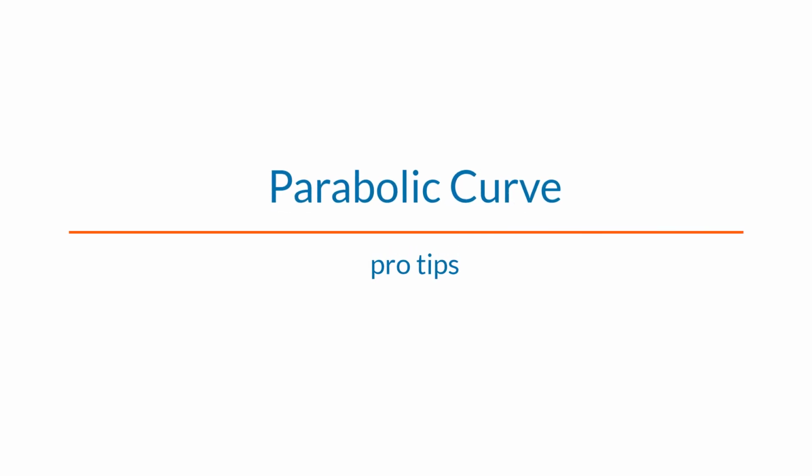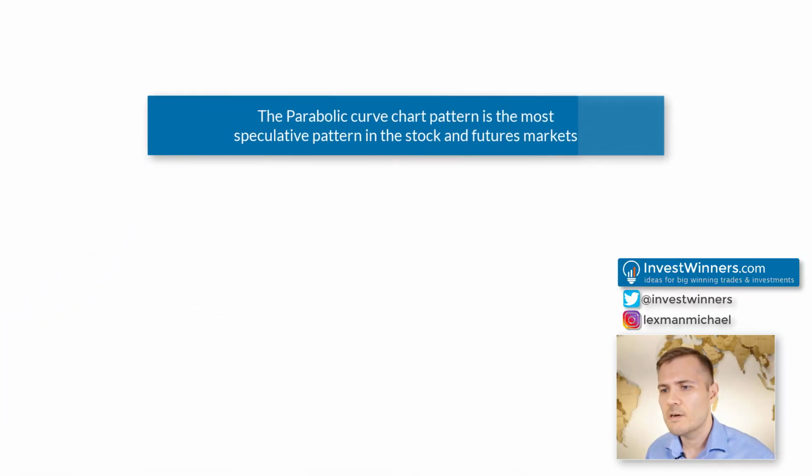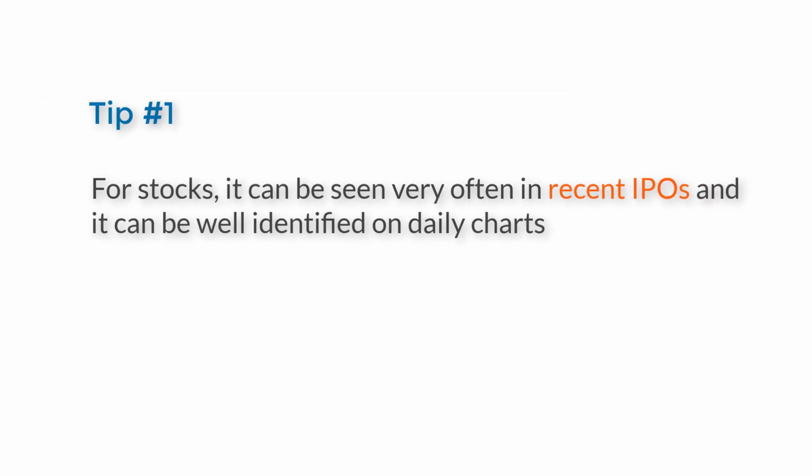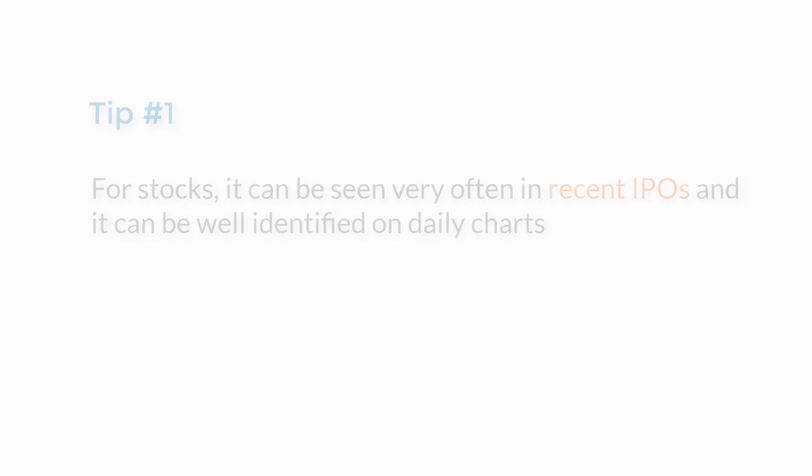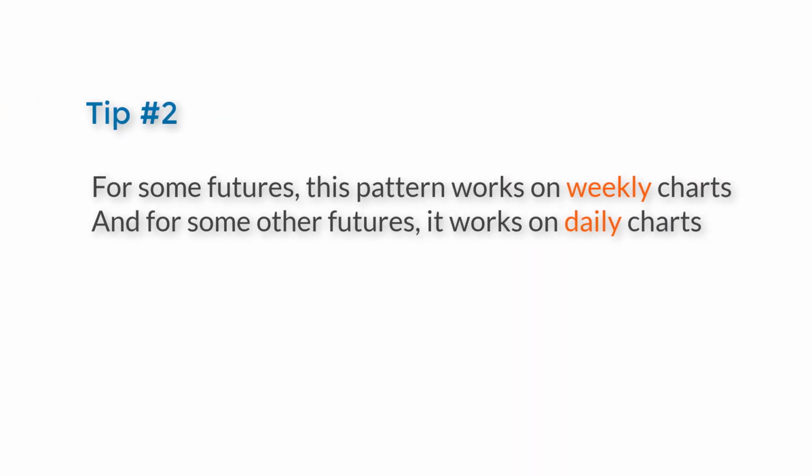Alright, let's dive into some important tips. The parabolic curve chart pattern is the most speculative pattern in the stock and futures markets. When studying its features, I came to the following conclusions. For stocks, it can be seen very often in recent IPOs, and it can be well identified on daily charts. For individual futures, this pattern works perfectly on weekly charts, and for a number of futures it works on daily charts. For sure, it's logical that large market powers in the copper and soybean markets behave in a different way.